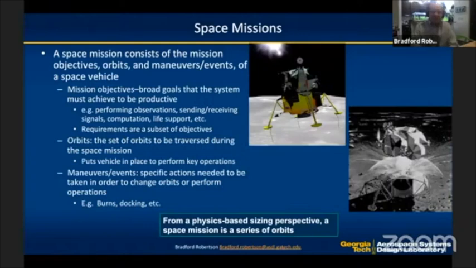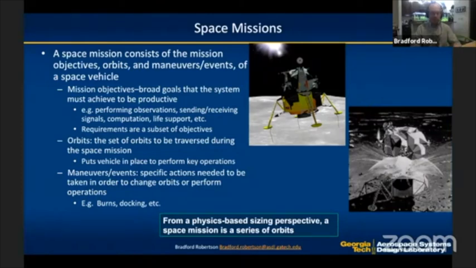To start out with, at the very basics, a space mission is really just the objectives, orbits, maneuvers, and events of a space vehicle. The objectives are your requirements. What are we trying to do? For satellite systems, those are going to be things like performing observations, sending and receiving signals. For more crewed systems, that's going to be life support, transportation, etc. The orbits are the set of orbits to be traversed during a space mission, for which there's a large trade space when you get to lunar exploration and especially Mars exploration. And then finally, all of the maneuvers and events: how do you traverse those specific orbits?